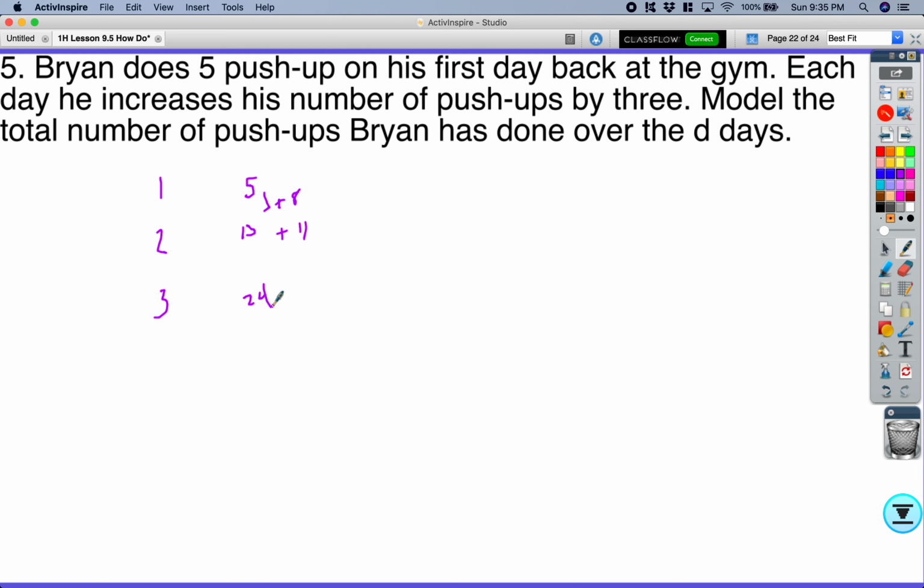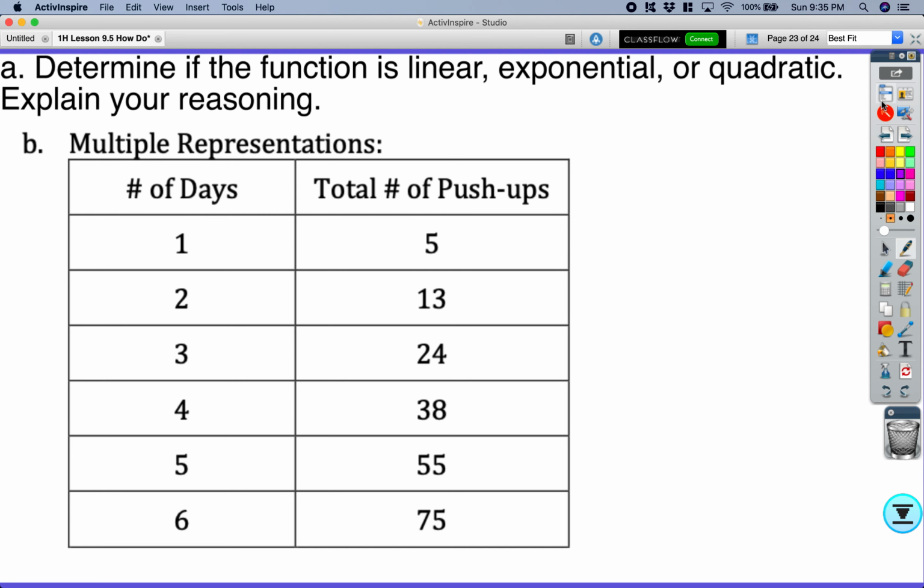So let's go ahead and see what that would look like on our table. One more time, remember he's adding an additional 3 push-ups. So he did 5 the first day. He's going to do an additional 8. Then he has done a total of 13. Then he's going to add an additional 11 to get to 24 total. He's going to add an additional 14, and so on and so forth. So determine if this function is linear, explain your reasoning. I just want to show you how I got those values.